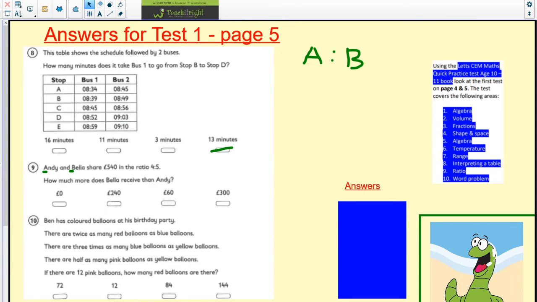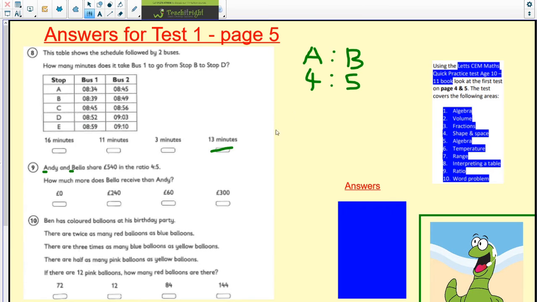What does that mean there? A and B. And then I have to know what their ratios are. Well, it says 4 to 5. Andy came first, then Bella. That means you have to follow suit. It's really important. So we've got 4 to 5. Next, how much more does Bella receive than Andy?